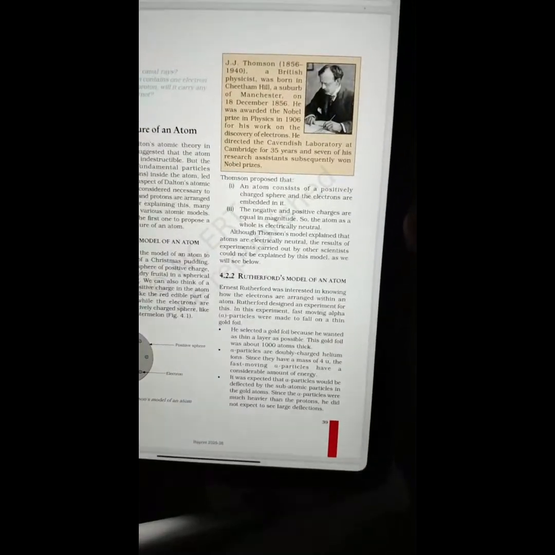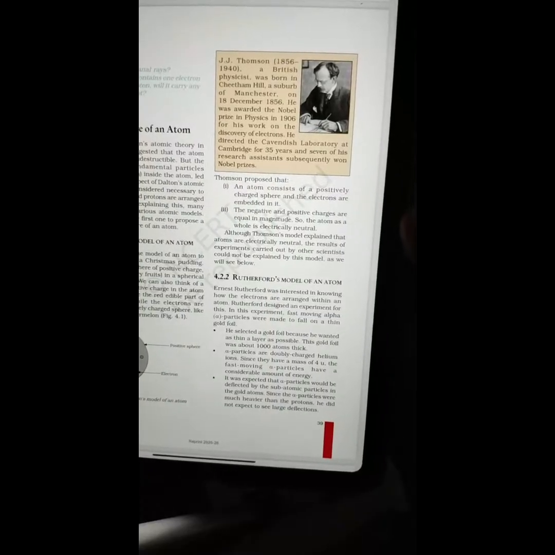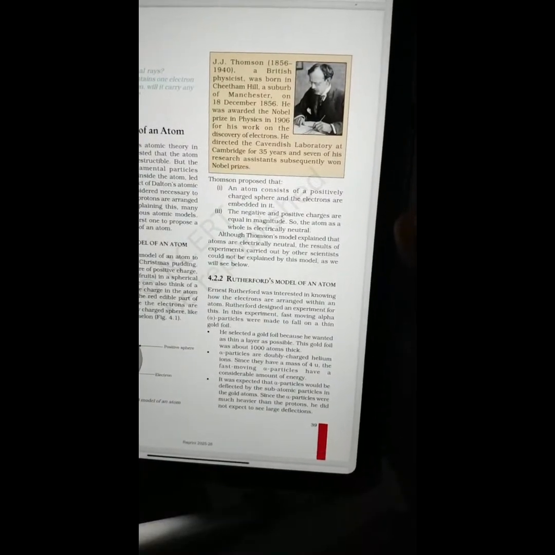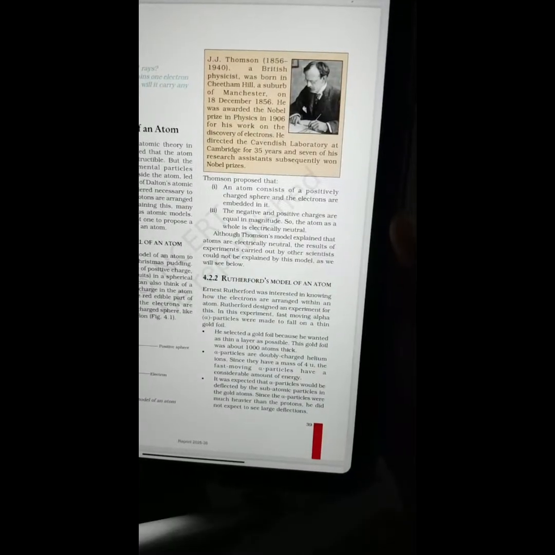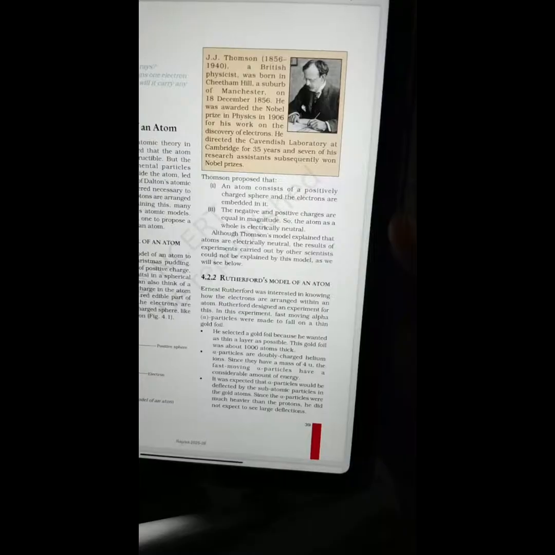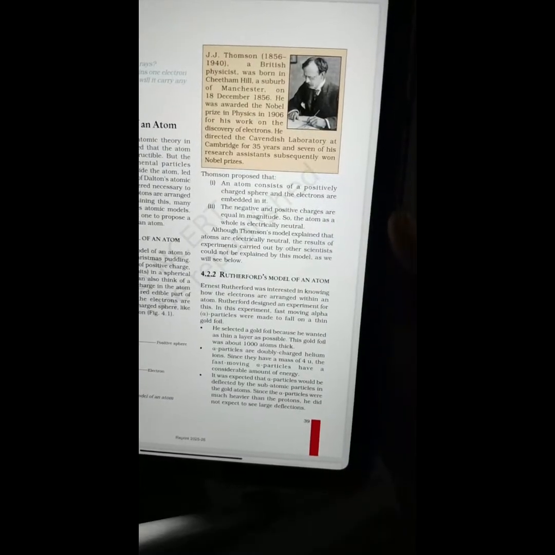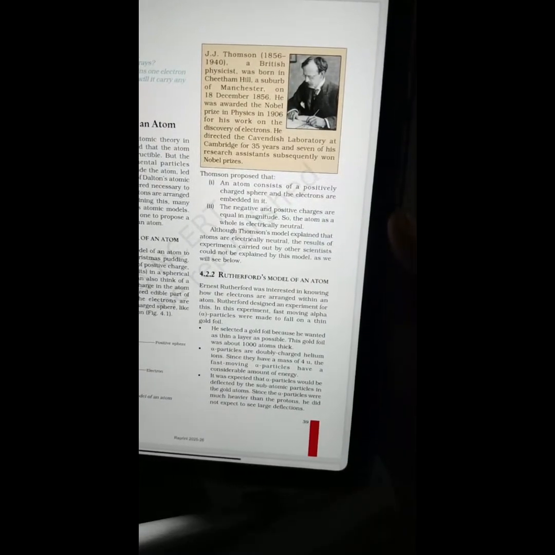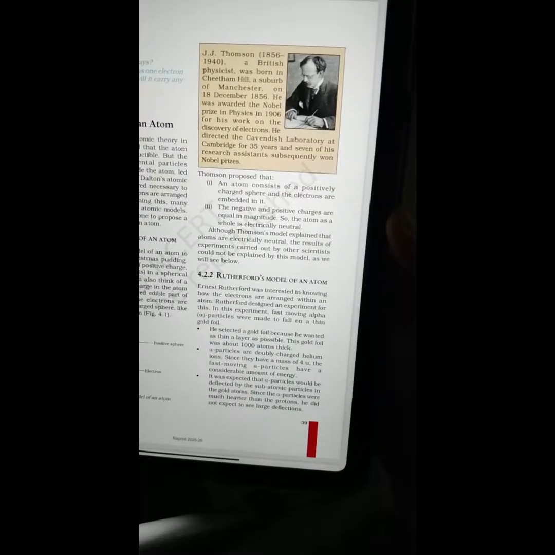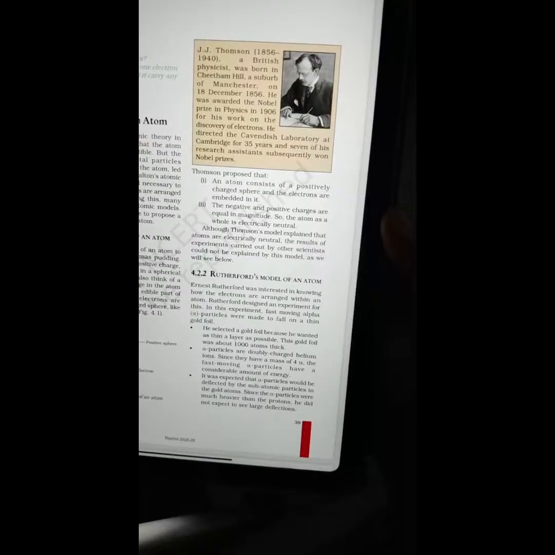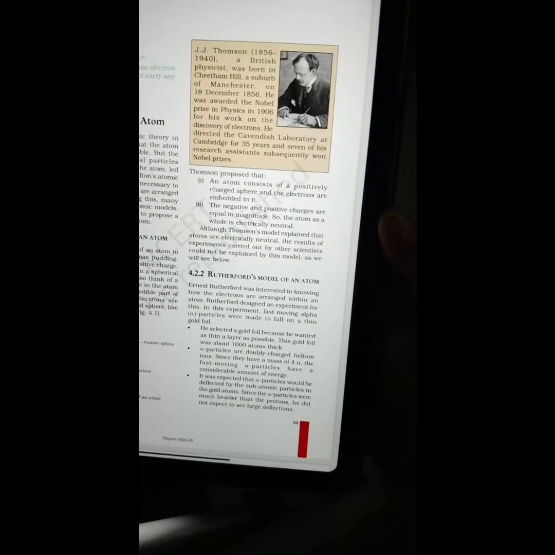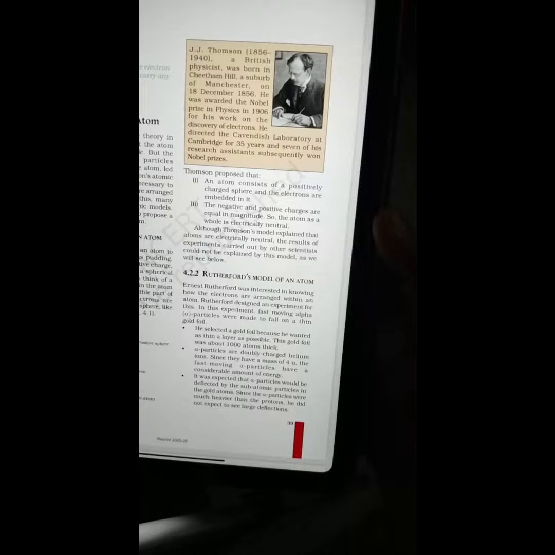So it is J.J. Thomson, 1856 to 1940, a British physicist, was born in Chatham Hill, a suburb of Manchester, on 18 December 1856. He was awarded the Nobel Prize in Physics in 1906 for his work on the discovery of electrons. He directed the Cavendish Laboratory at Cambridge for 35 years, and 7 of his research assistants subsequently won Nobel Prizes.